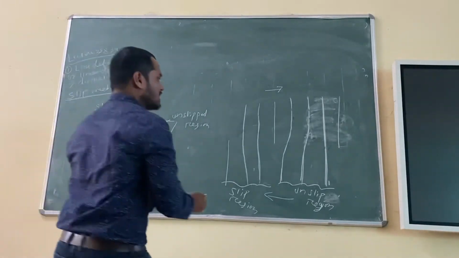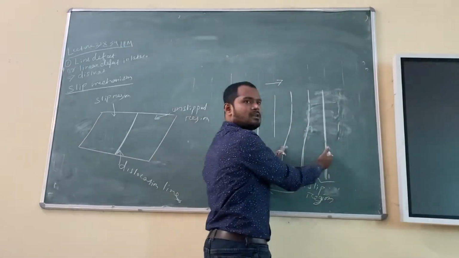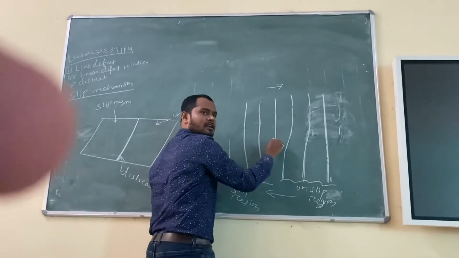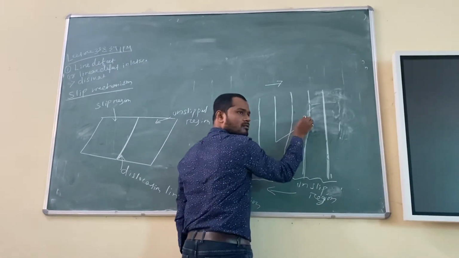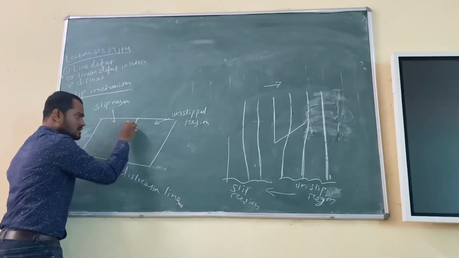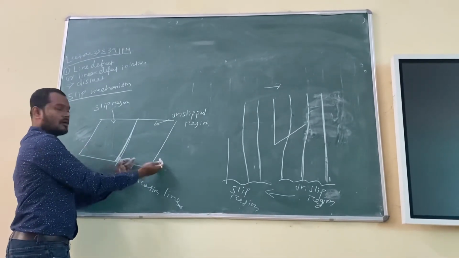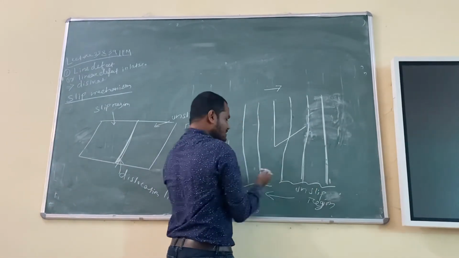So that means since there is no breakage of bond in this plane, this is the unslipped region and this is the slip region. And you understand this is the extra half plane of atoms. What is the dislocation line? This one is the dislocation line, right? Just have a look. This is your dislocation line. Unslipped, slipped, and this is the boundary between the unslipped and slipped region, right?